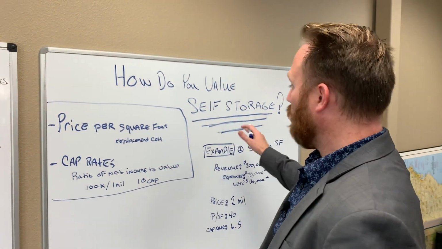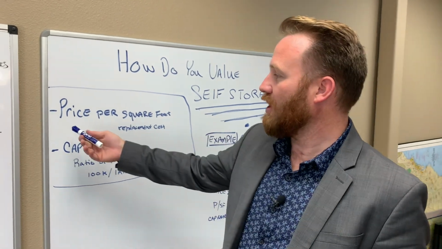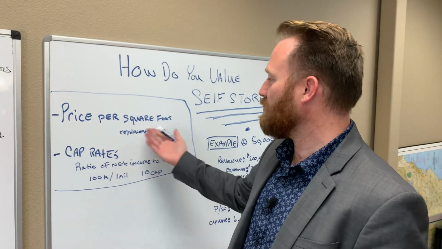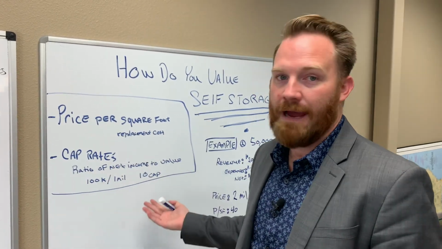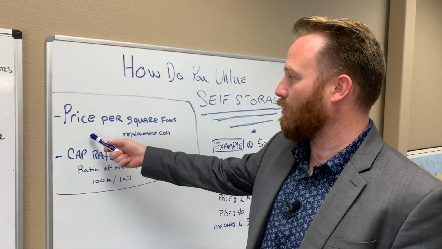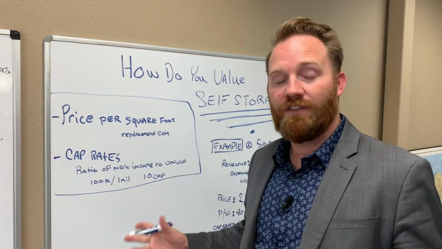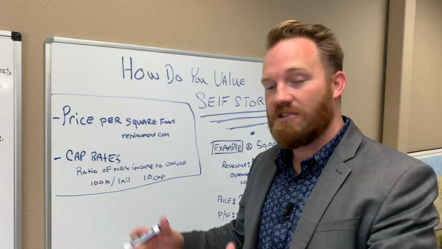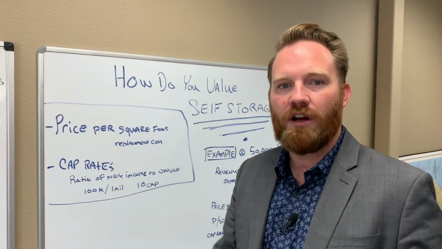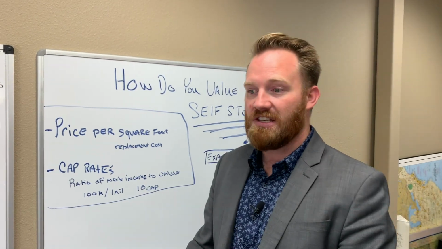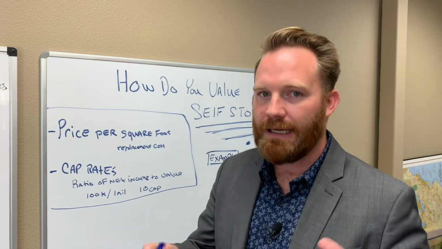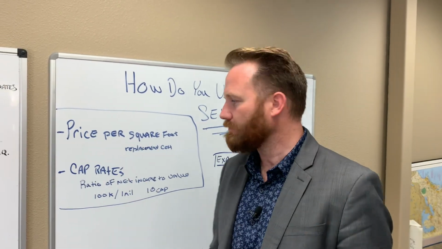So looking at a self-storage facility, generally speaking, there's two ways that people look at value. They look at it at a price per square foot, or they look at it at the cap rate. What's the price per square foot? It's the total value divided by the square foot, and you get a price per square foot. People look at this as like replacement cost. What would it cost me to build? Now, some people buy and they say, if it costs me $80 a square foot to build this asset and I can buy it at 60, it's a good deal, right?